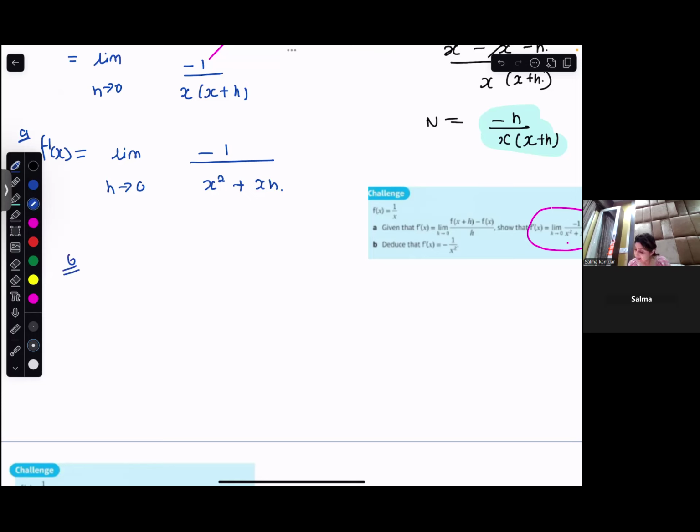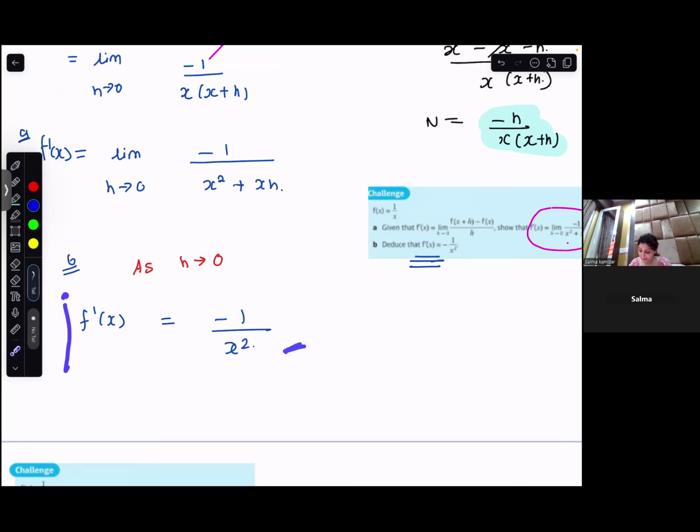Now my B part says deduce that f dash x is equal to minus 1 by x squared. So I say as h tends to 0, h is going to vanish. So my f dash x will be equal to minus 1 by x square, as this term is going to become 0, and thus I have proved my B part, that f dash x is equal to minus 1 over x square. With this I complete the entire section of exercise 8b.